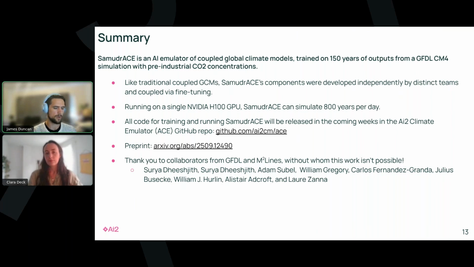As I mentioned, this simulation is pre-industrial control CO2 conditions, but we do have another output from CM4 with a 1% increasing CO2. So you'd expect the atmosphere to be heating over that period. And then the big question is whether Samudrace will actually be able to uptake that heat in the ocean properly and distribute it down in a realistic way, which is a process that can take hundreds of years to play out, all the way to the very deep abyss of the ocean.